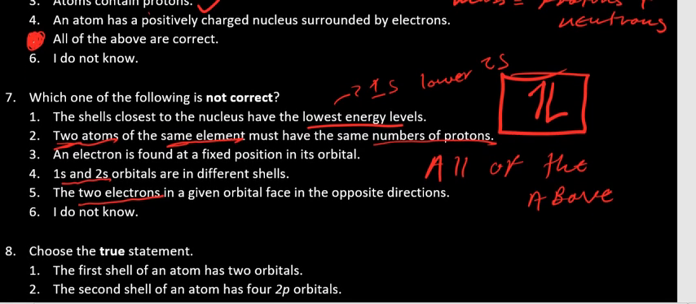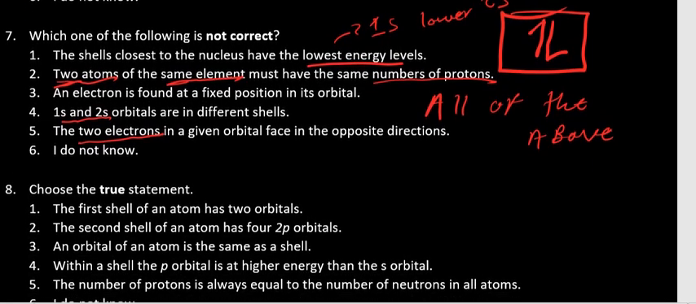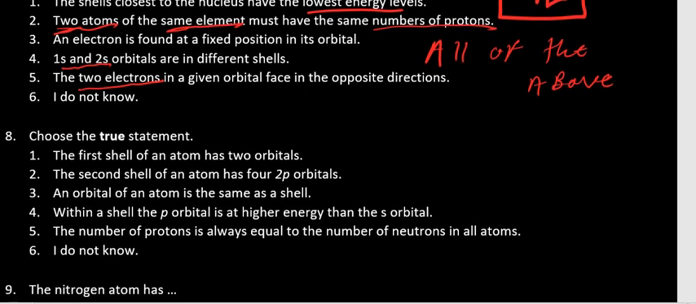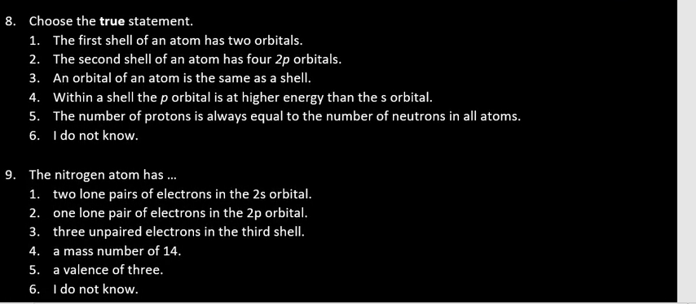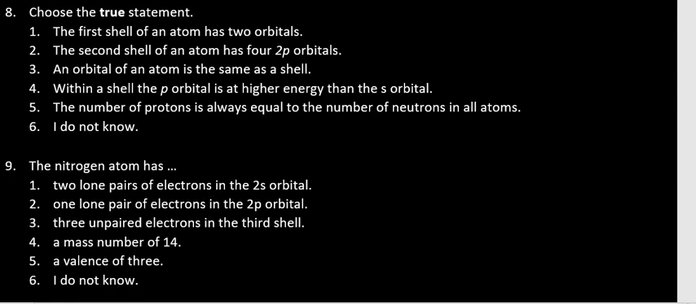The next one is, choose the true statement. The first shell of an atom has two orbitals. Nope, this is wrong. The first shell of an atom has only one orbital.